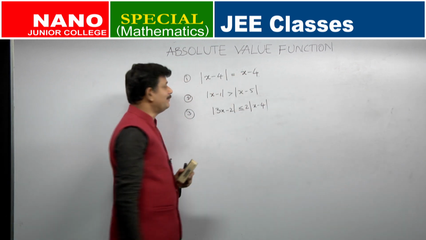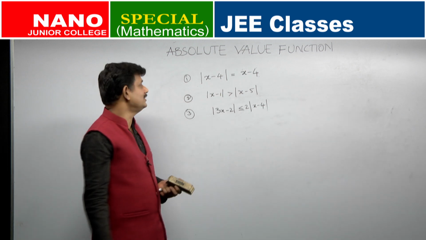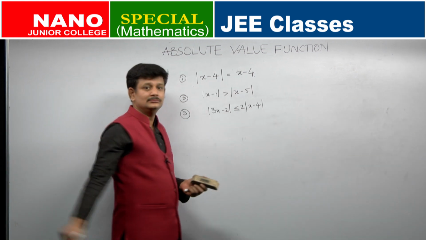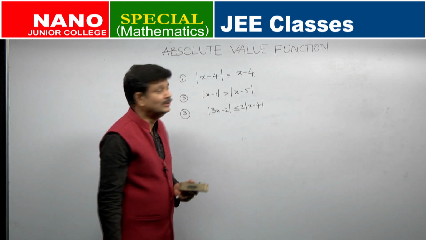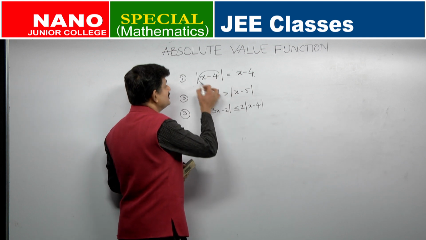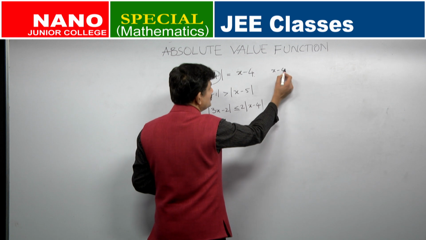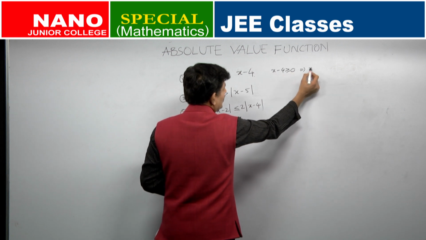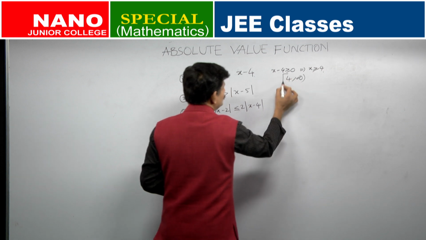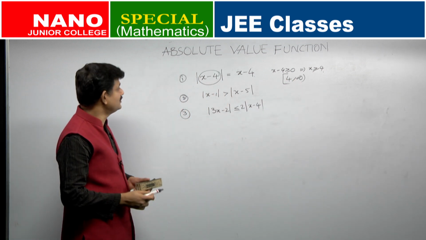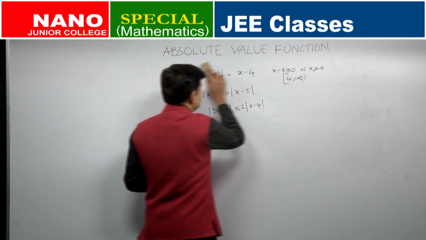In the first case, what is happening? You can directly see modulus of some number is equal to that number itself. When will this happen? Modulus of a number is equal to that number itself only when the number is greater than or equal to 0. So, x − 4 has to be greater than or equal to 0. So, x should be greater than or equal to 4. How do you write this? Closed 4 to infinity. So, what is your answer for the first question? Closed 4 to infinity. Now, let me look at the second question.